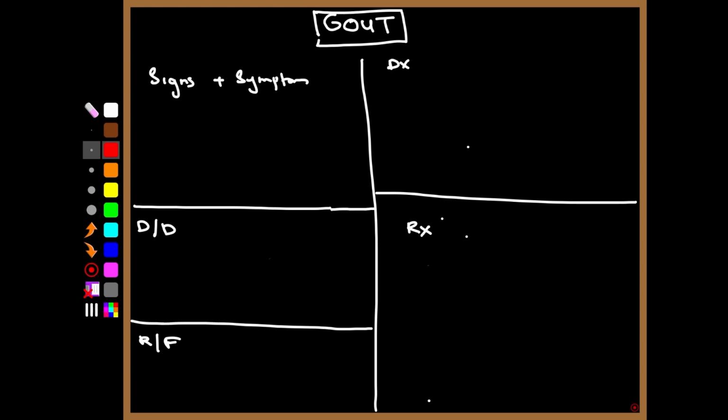First of all, for the signs and symptoms, we're going to pick up the NICE guidelines definition, which is basically rapid onset, the second part would be pain, redness, and swelling of the first or other metatarsal, plus tophi.